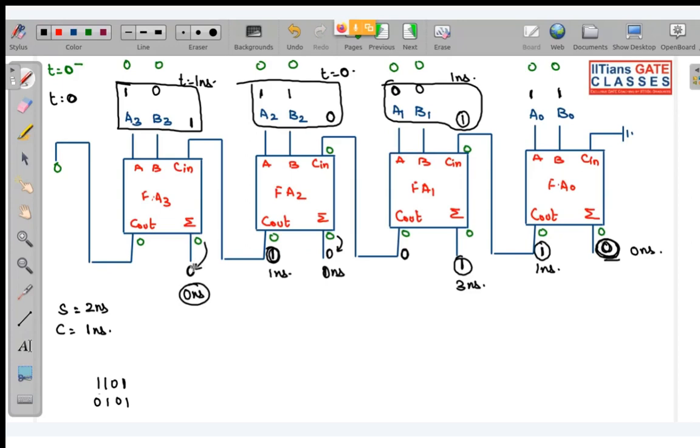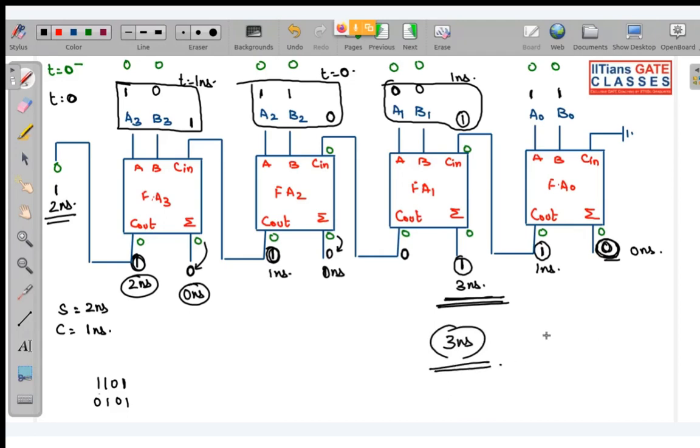Okay, as there is no transition. But when we add 1 plus 1, carry out will be 1 and this will be generated after 2 nanosecond. Okay, 2 nanosecond, this will change to 1. So the maximum propagation delay you can see is 3 nanosecond. So for this question, your propagation delay will be 3 nanosecond.